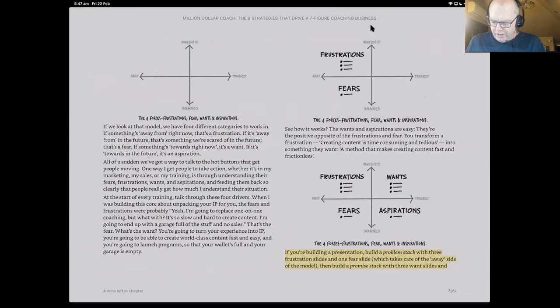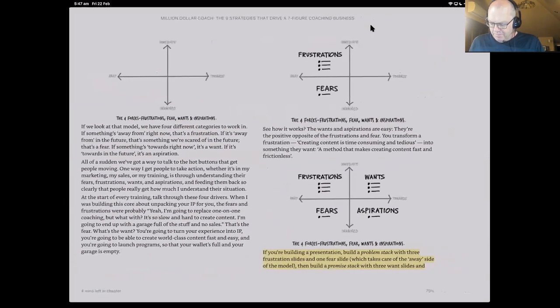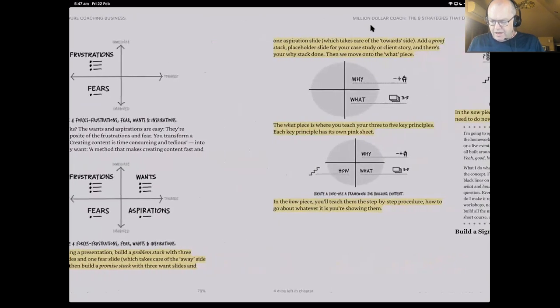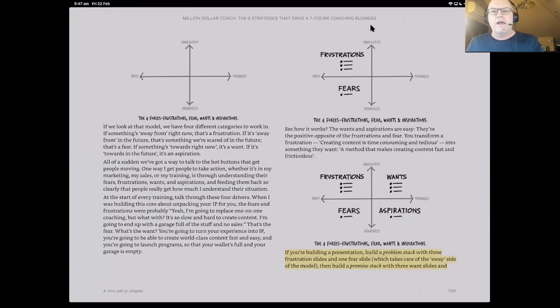If you're building a presentation, which we are, we're building a lesson, then we need to have a problem stack with 3 frustration slides and 1 fear slide, which is the away side of the model, and to build a promise stack, we want 3 want slides and 1 aspiration slide. All right, now we're cooking. We've actually got a tangible action point.